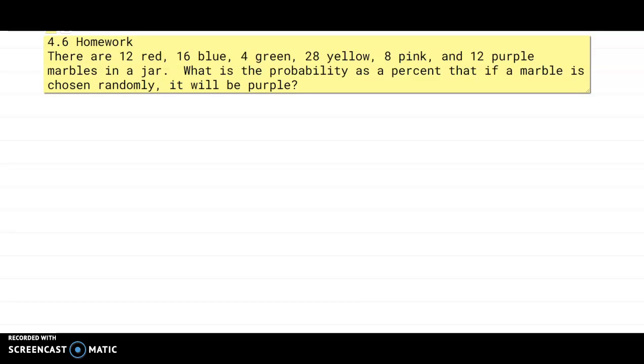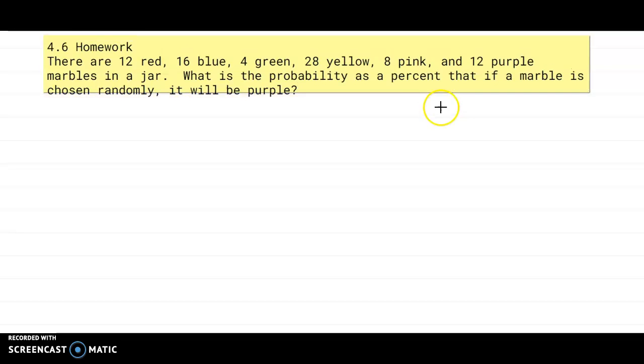So we need to know how many possible outcomes can we have? How many different marbles could we possibly pull out of the jar? So we're going to add all of the different colors. So we have 12 red, 16 blue, 4 green, 28 yellow, 8 pink, and 12 purple. So we add all of those and we will get 80.